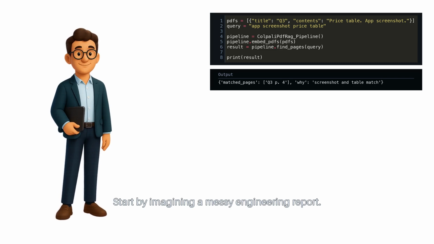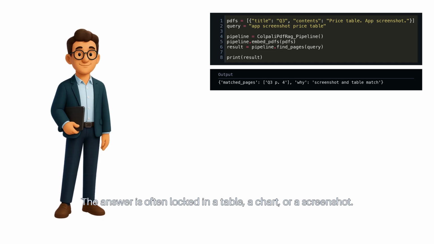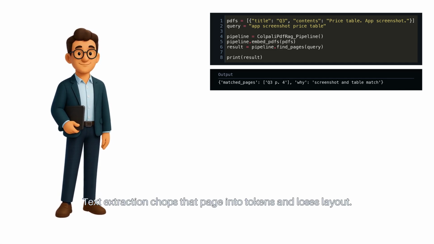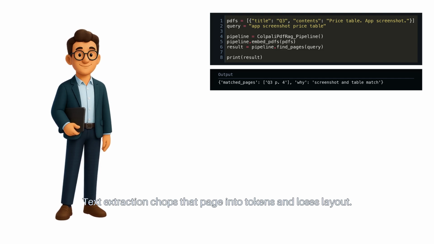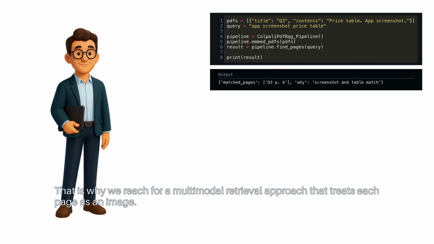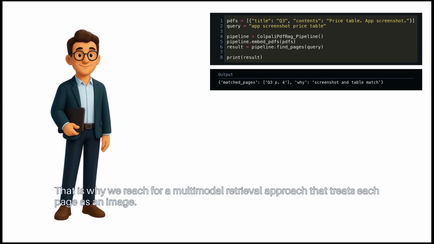Start by imagining a messy engineering report. The answer is often locked in a table, a chart, or a screenshot. Text extraction chops that page into tokens and loses layout. That is why we reach for a multimodal retrieval approach that treats each page as an image.